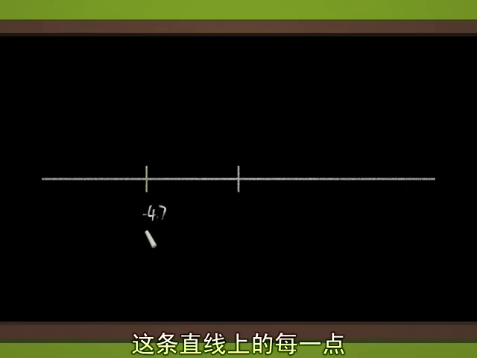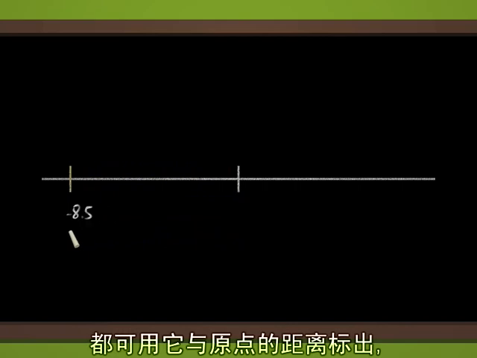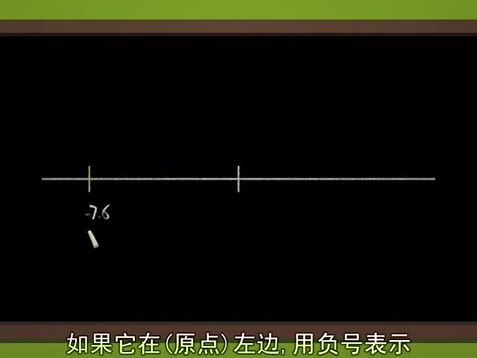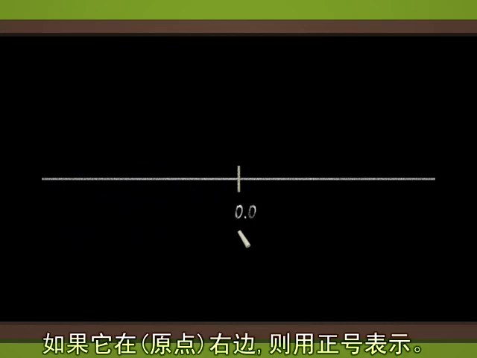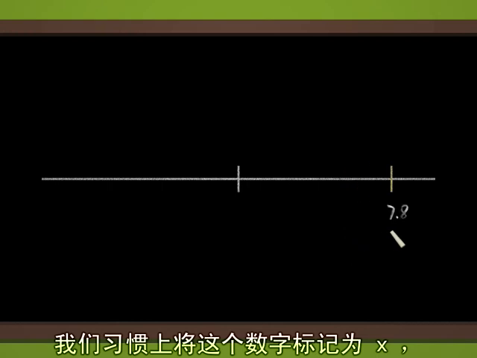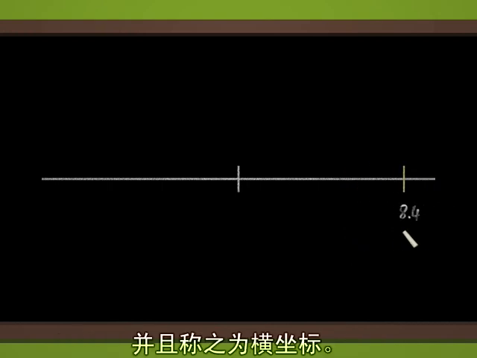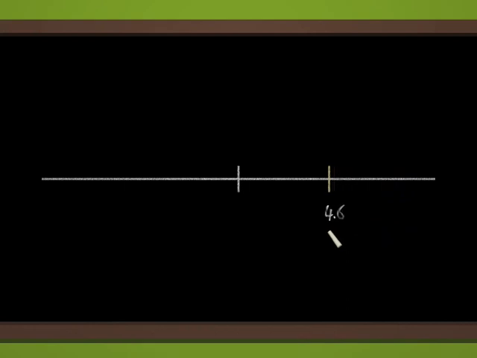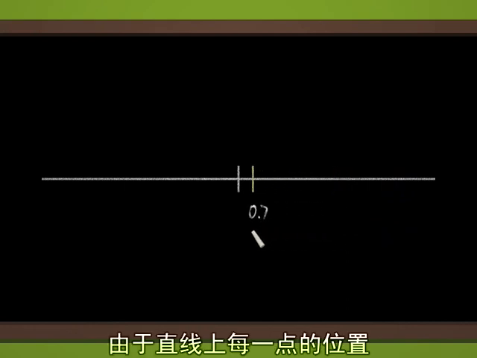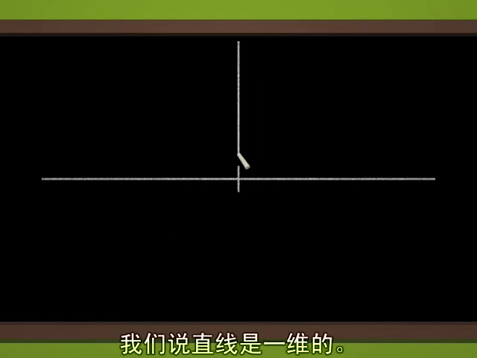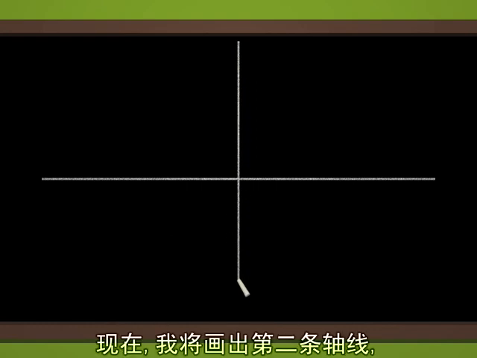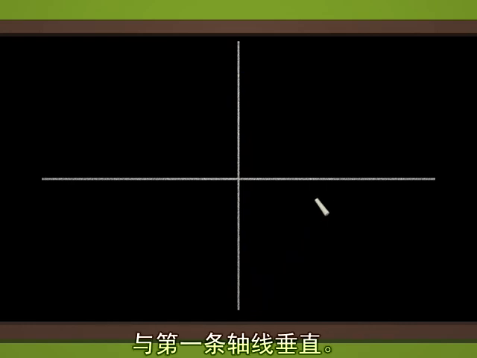Each point on this line can be located by its distance from the origin, with a minus sign if it is on the left, and a plus sign if it is on the right. Usually the number is denoted by x and is called the abscissa. Since the position of a point on a line can be described by a single number, we say that the line has dimension 1.